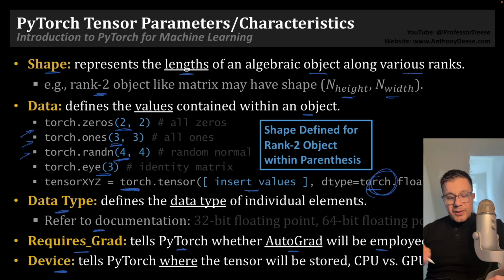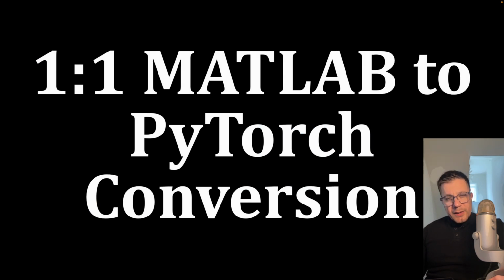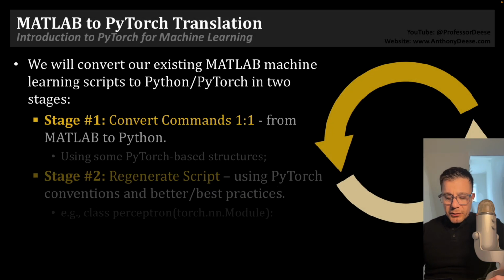And then we have the device characteristic, which tells PyTorch where the tensor should be stored, whether in CPU or GPU memory. Okay, so now let's get into the meat of this module, and let's begin converting our MATLAB code to Python using PyTorch. As we said before, we're going to be converting this existing MATLAB machine learning script from the last module to Python and PyTorch in 2 stages.